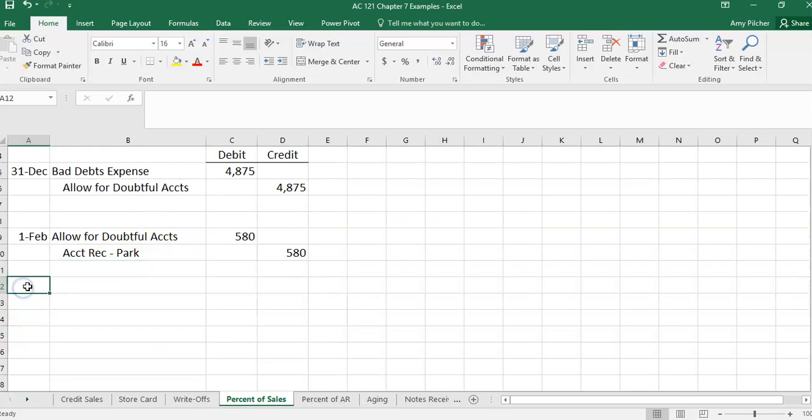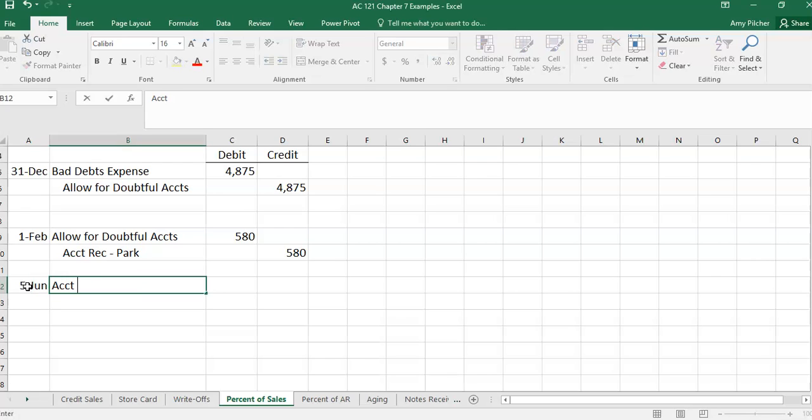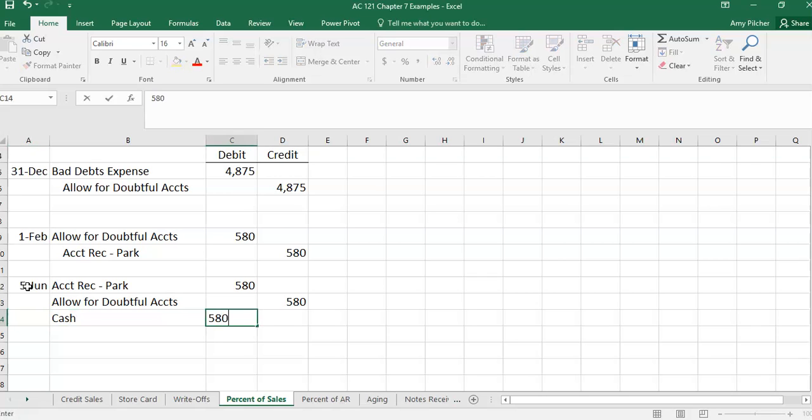Then on June 5th, we unexpectedly received the amount from Park. So we need to reverse that transaction, and then we can record the cash payment for that amount.